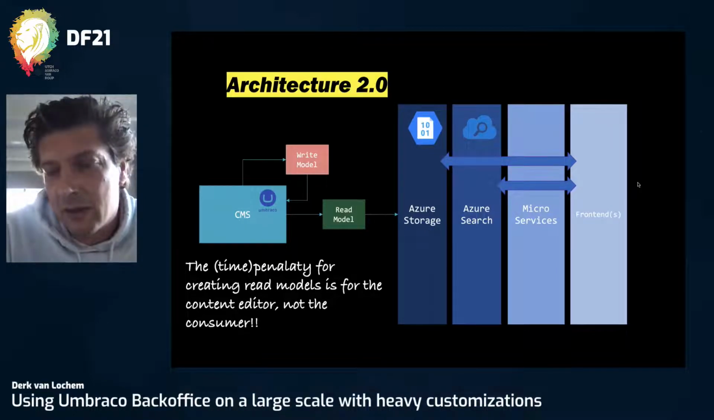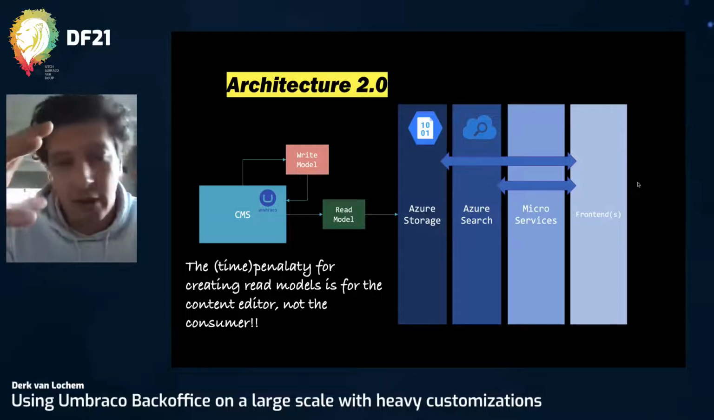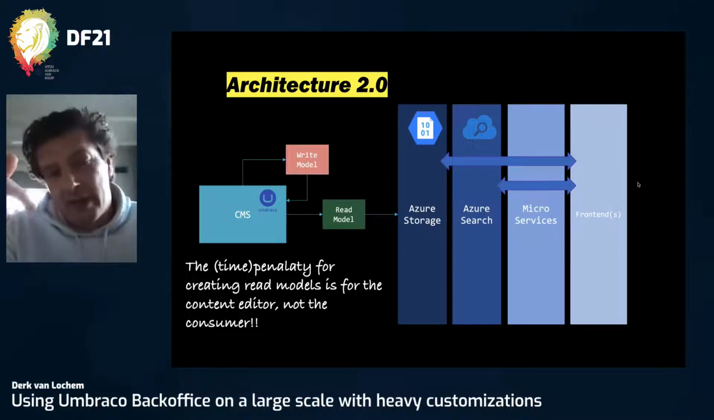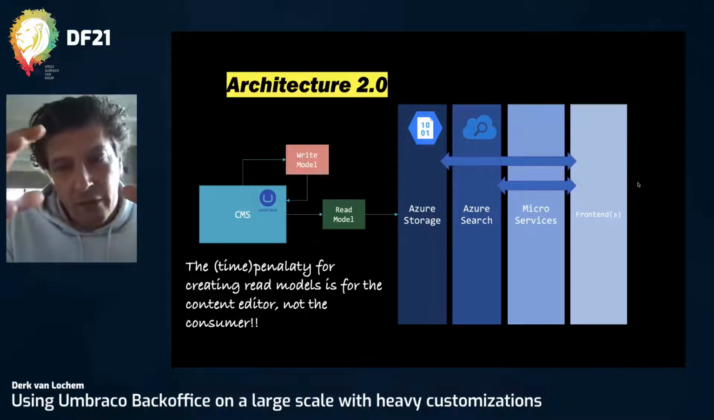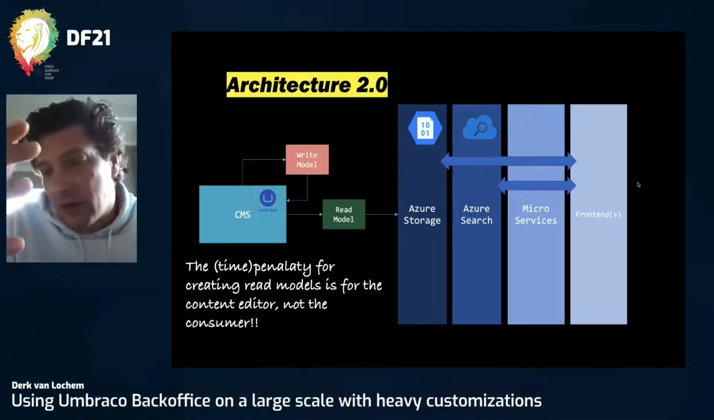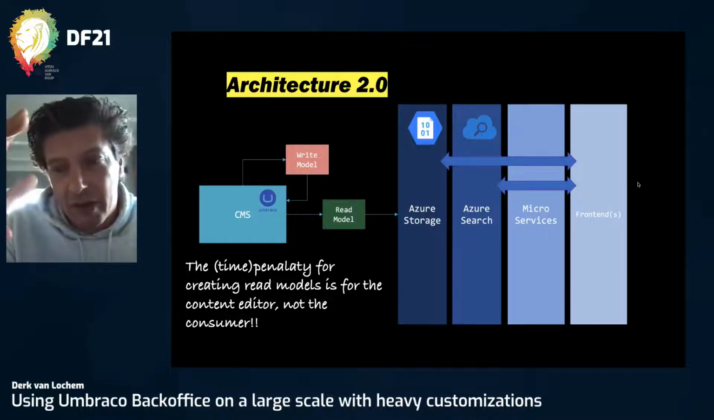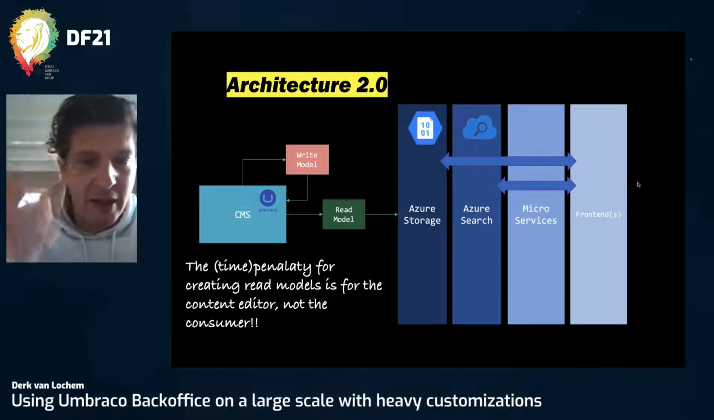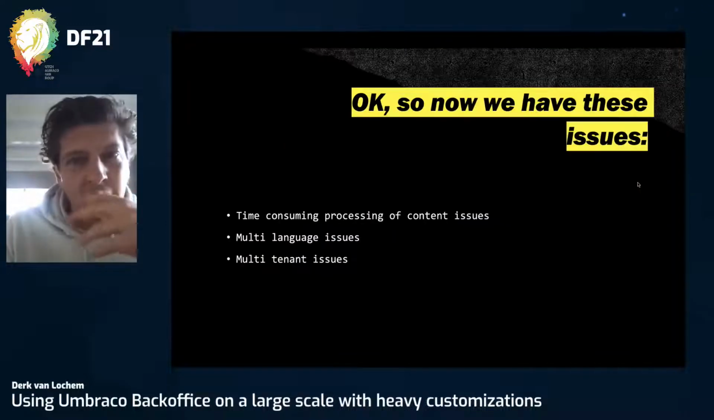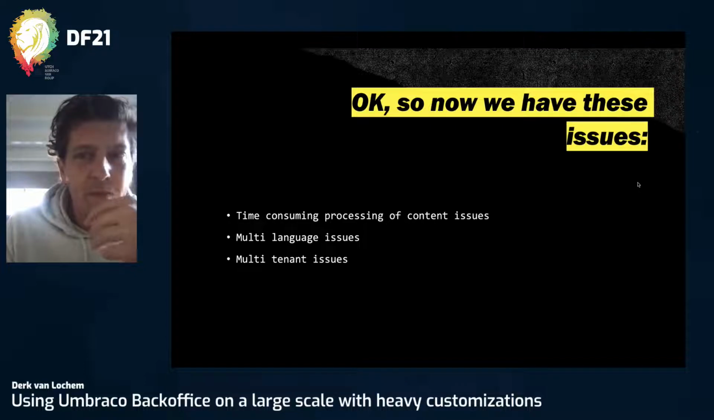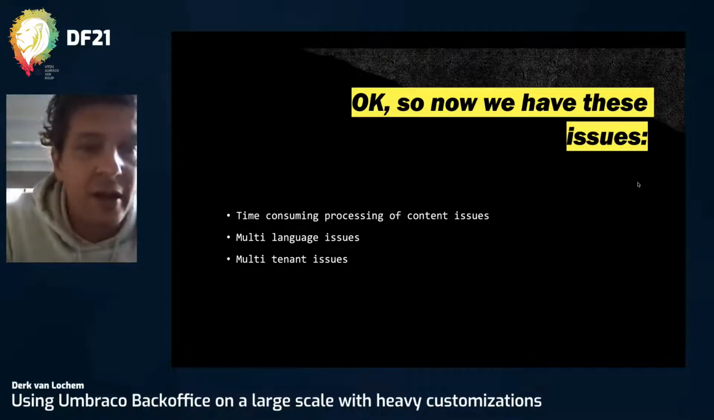You can imagine that rendering this read model is dependent on a lot of nodes. I won't go into depth there, but it takes some time. For easy stuff like news documents, it's pretty fast, but we also have a lot of configuration out there, and it just takes some time. So we said, okay, the time penalty for creating this content is for the content editor and not for the consumer. And that raised a lot of new issues.